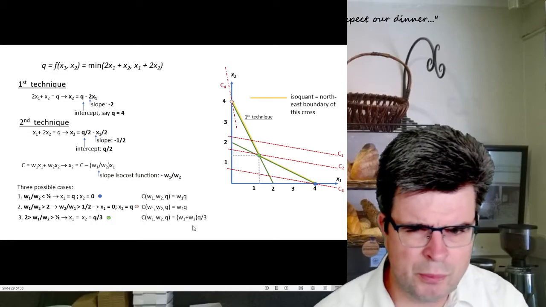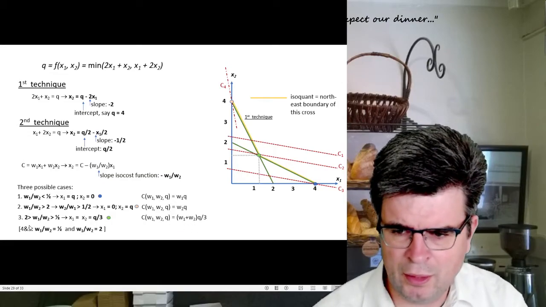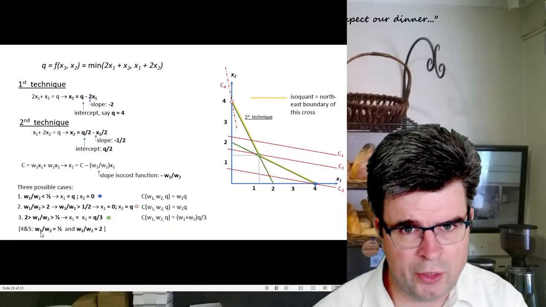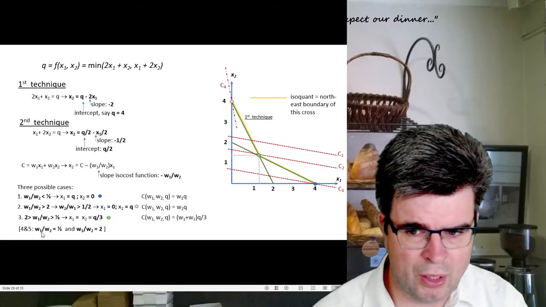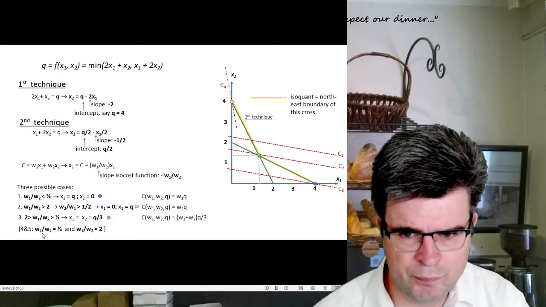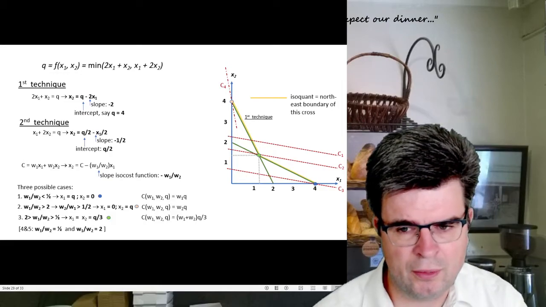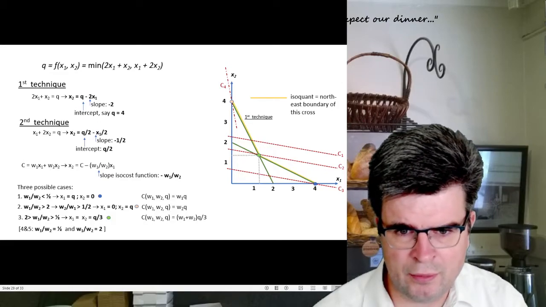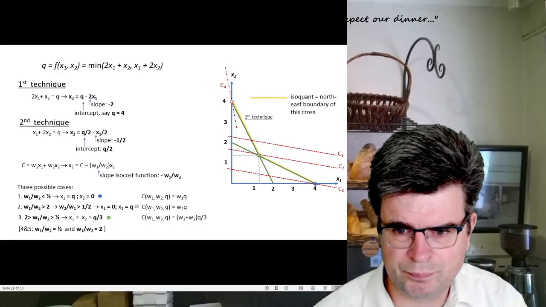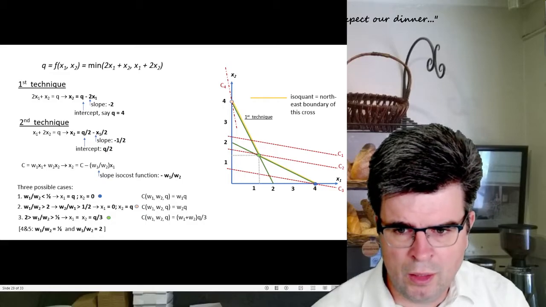Then, of course, there are 2 borderline cases where the ratio between W1 and W2 is exactly equal to 1/2 or equal to 2. And then you're really at the threshold.